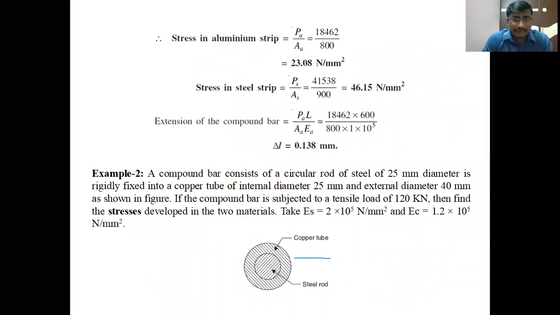Therefore, we can determine the stress in each material as explained earlier. Stress in the aluminum strip. What is the stress in the aluminum strip? That formula is the load shared by the aluminum, PA, divided by the cross-sectional area of the aluminum, AA. What is the PA? Load shared by the aluminum is 18,462, and the cross-sectional area for aluminum is 800. So we get 23.08 newtons per millimeter square as the stress in aluminum. Either it can be written as 23.08.